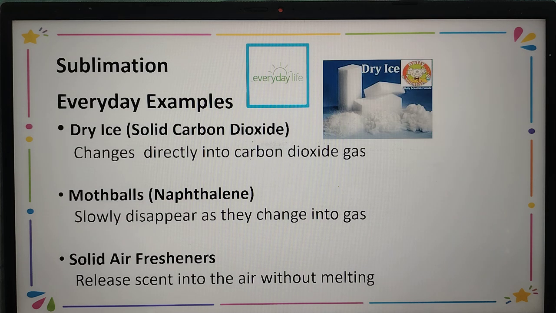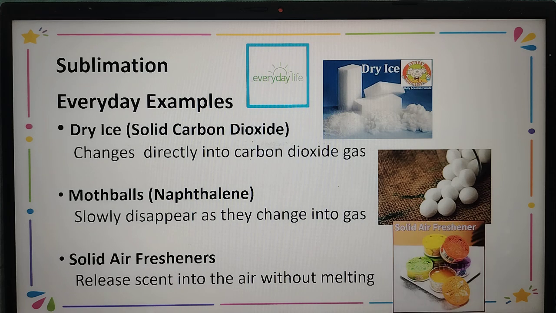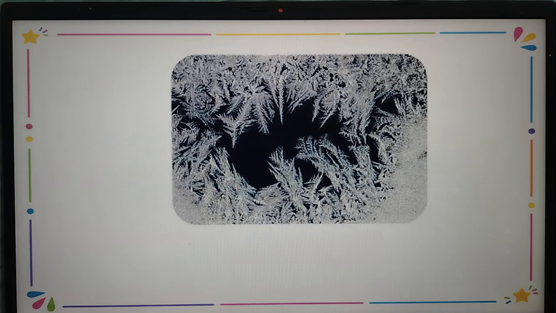Sublimation, common examples: dry ice changes directly into carbon dioxide. Mothballs, naphthalene slowly disappears. They change into a gas. Then the freshener, from a solid directly to gas, paves the way for a very good smelling room and so on.